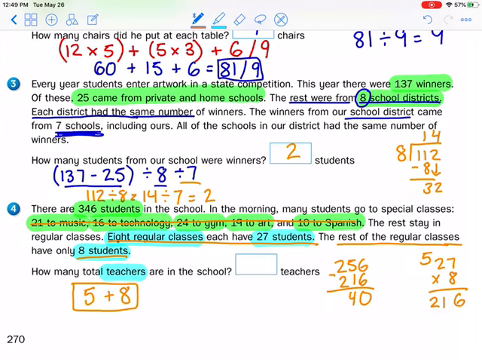And I just want to double check my math. Great. So I have 40 kids. Now, the rest of these 40 kids are in regular classes that only have 8 students in a class. So I need to take that 40 and make groups of 8. So I would do that by 40 divided by 8. And I know 8 times 5 is 40. So they need 5 more teachers to teach the rest of the kids.